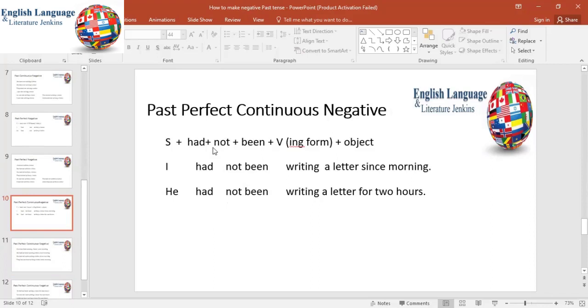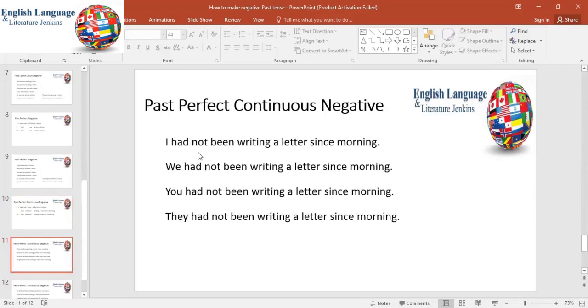Past perfect continuous negative. Subject plus had not been plus verb ing form. I had not been writing a letter since morning. He had not been writing a letter for 2 hours. With all subjects, we use had not been. These are the examples of past perfect continuous negative.